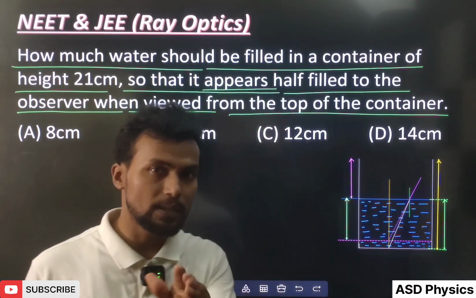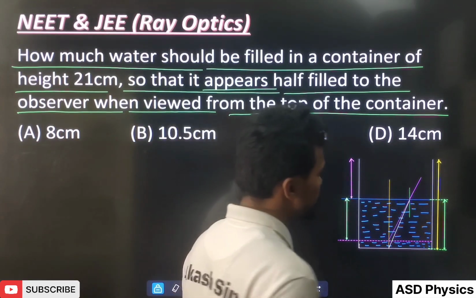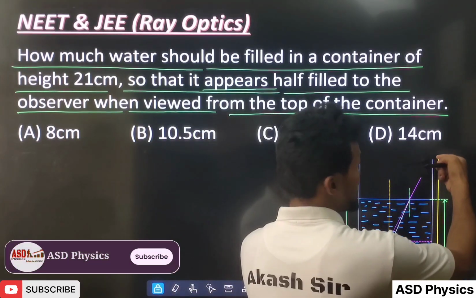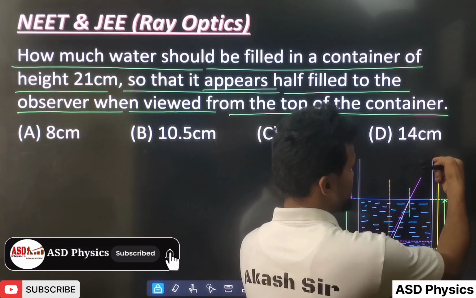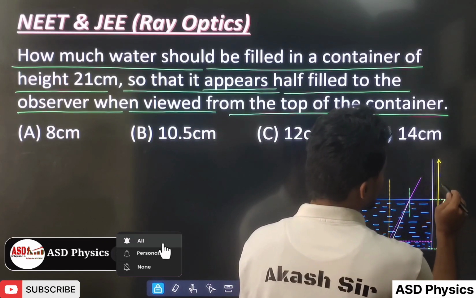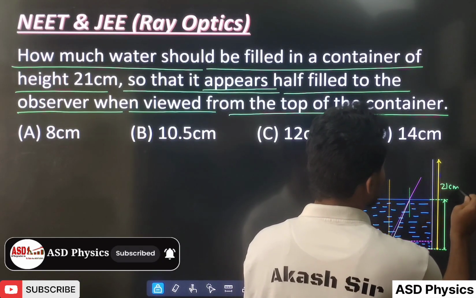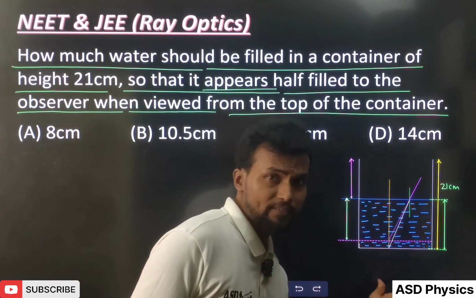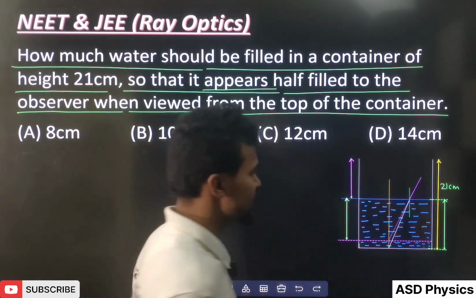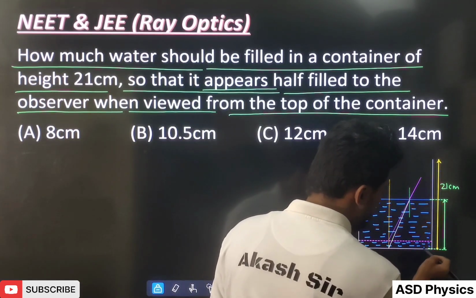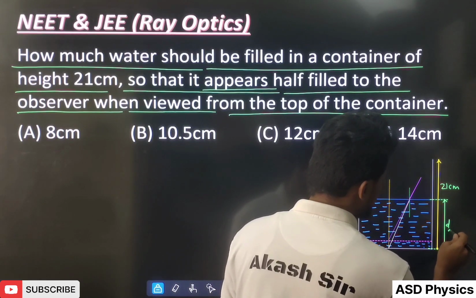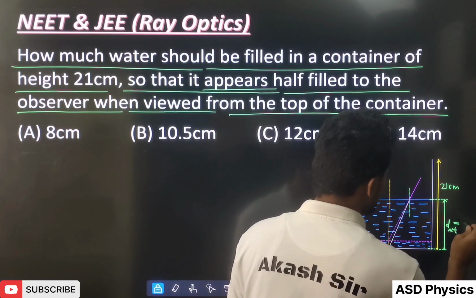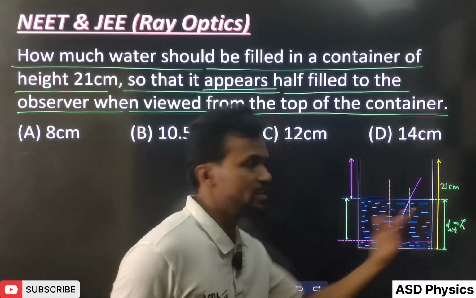How will all these things happen? Let's see. According to the question, the total length of the beaker container is given as 21 centimeter, represented by the yellow color. Let's take the actual depth of the water as h. From here to the actual bottom, this is the actual depth. It is not given, so I am taking h.